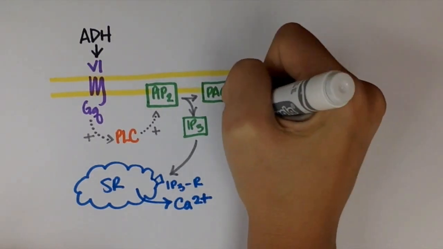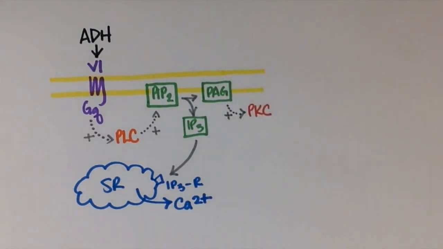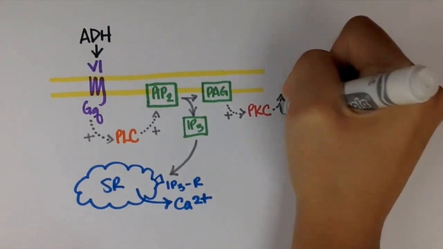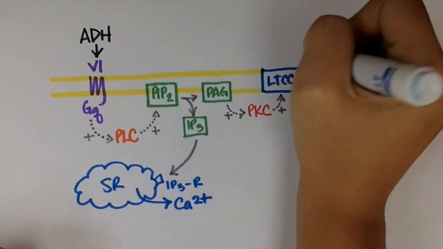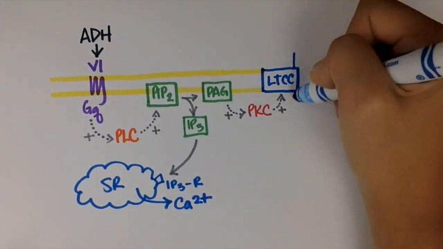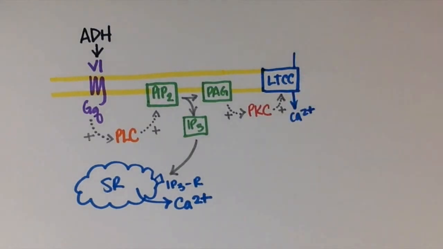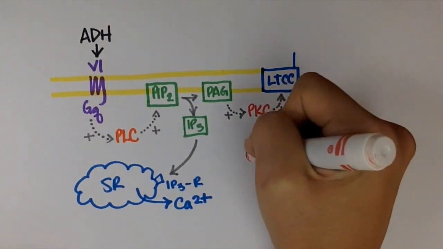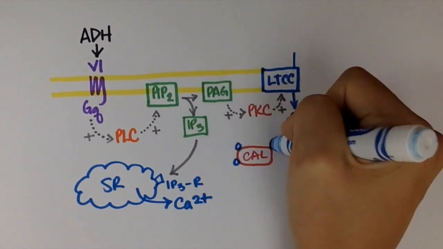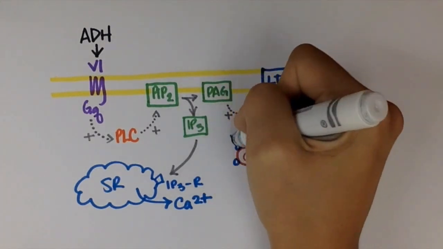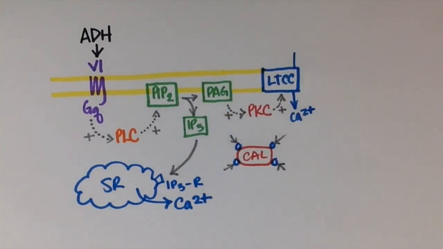Meanwhile, diacylglycerol activates protein kinase C, PKC, which activates L-type calcium channels, LTCCs, in the membrane. This increases the influx of calcium into the muscle cell from the extracellular fluid. This increase in calcium both from the SR and the extracellular fluid allows for calmodulin, CAM, to more often be bound by 4 calcium ions.